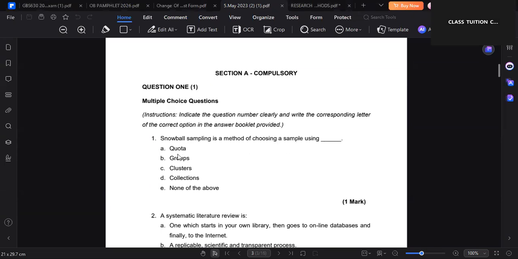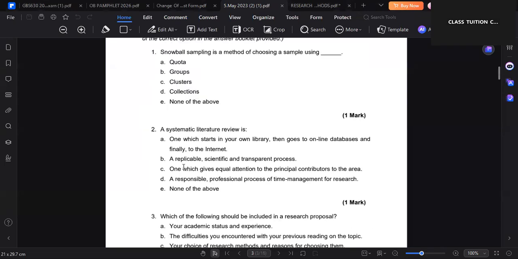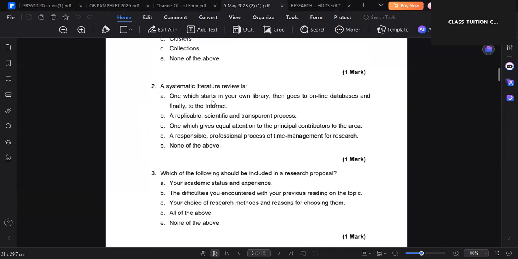Any of these. So a systematic literature review is one which starts with your own library, then goes to online databases, then finally the internet. A replicable, scientific, and transparent process, one which gives you equal attention to principal contributors, one which is a responsible and professional process of time management, none of the above. What's our answer there?